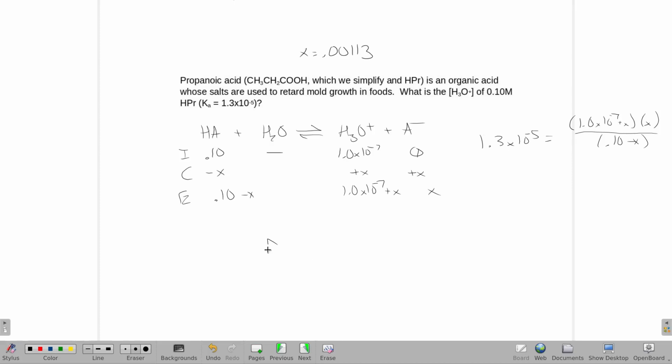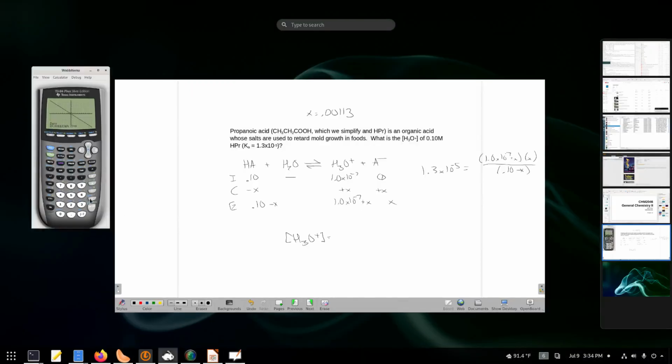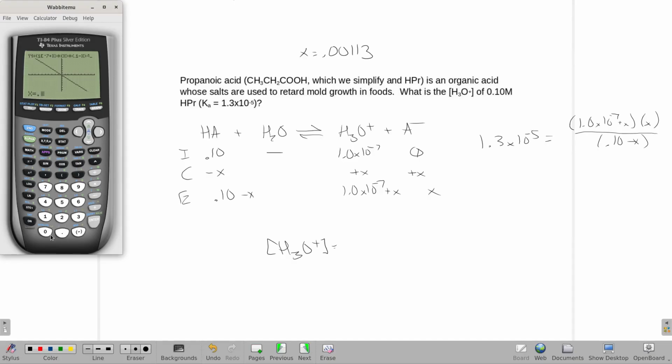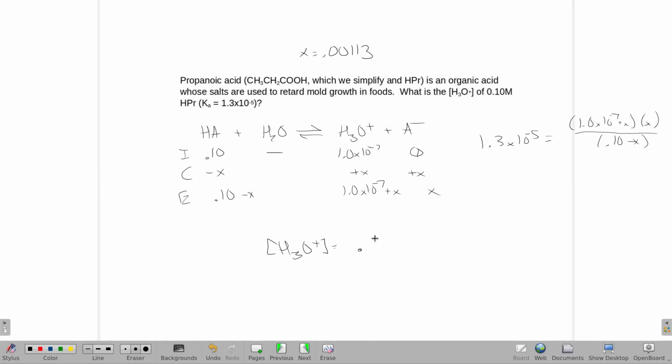To get our H3O, we're just going to take that x and add the 1 times 10 to the -7th to it. So 0.00113 plus 1 times 10 to the -7th. See how little it changed? The hydronium concentration is 0.00113 molar.